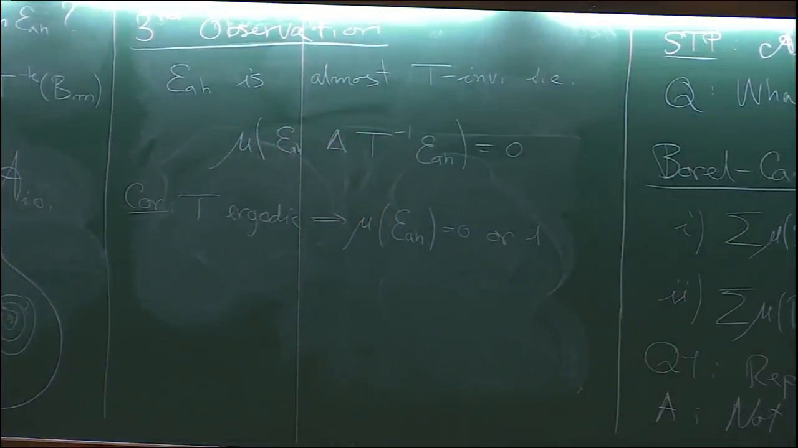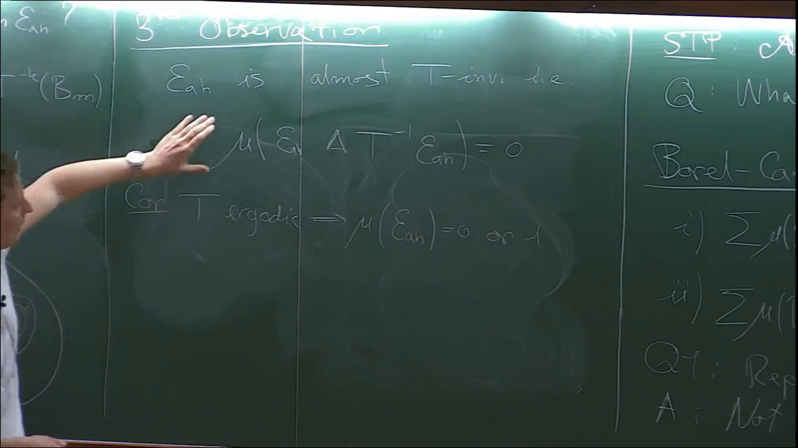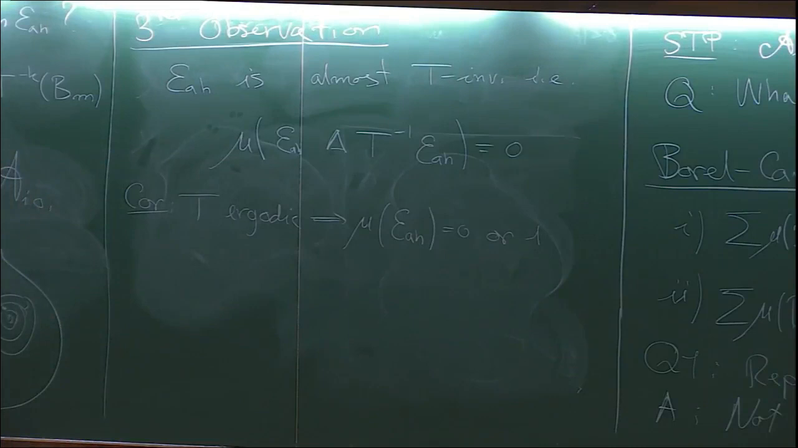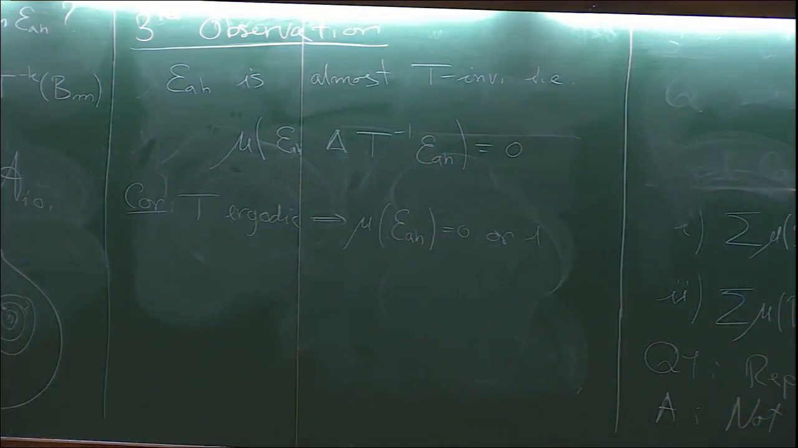So some people actually use this as the definition of being ergodic, that instead of saying that invariant sets have measure zero or one, it's equivalent to saying that sets with this property always have measure 0 or 1. Okay? It's equivalent definitions. Okay, so these are three things that tell us a bit about this set. So let me talk a little bit about where this concept came from.